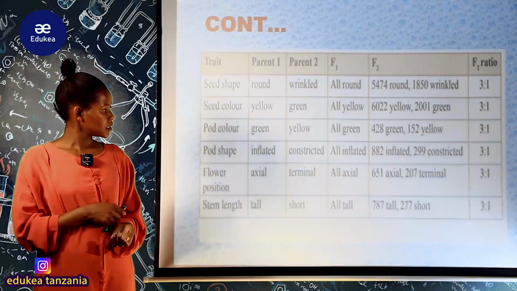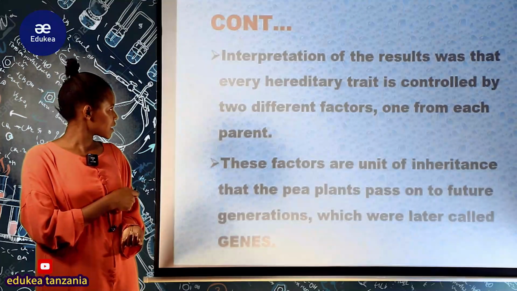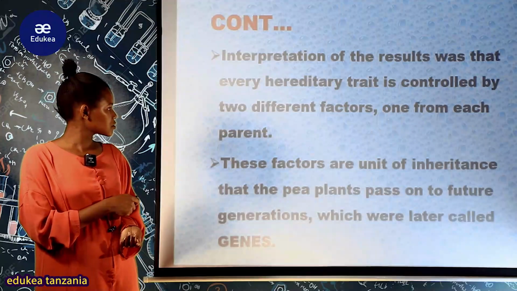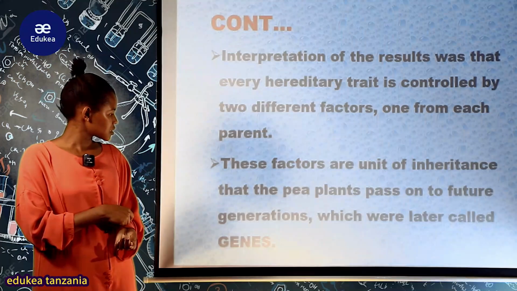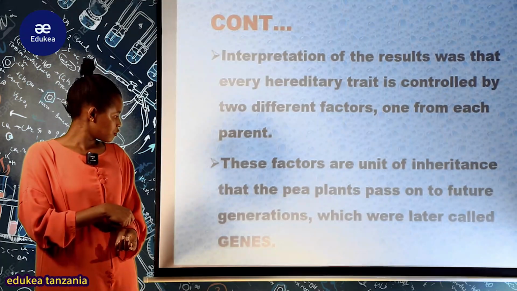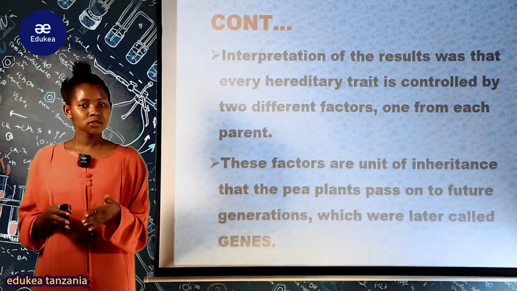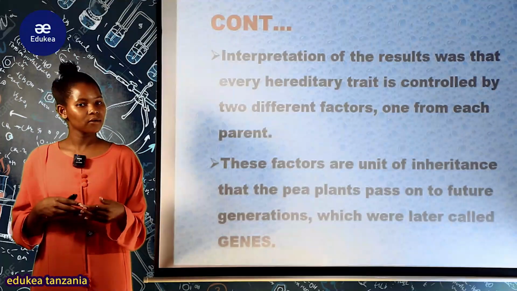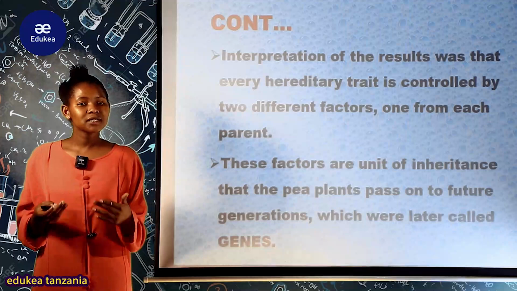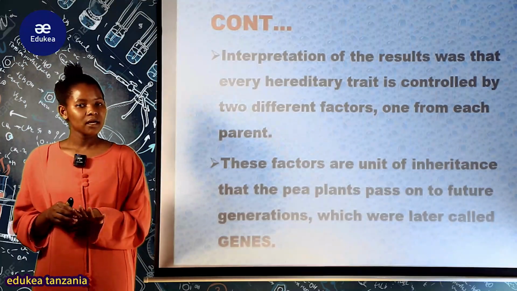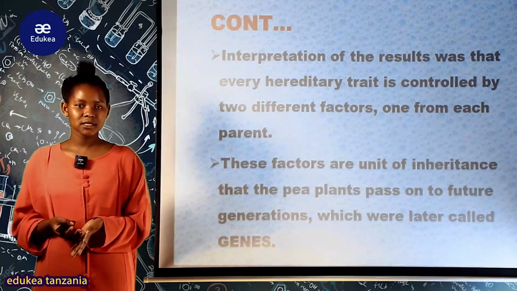And now tutaenda kuangalia the interpretation of this table, in which the interpretation of the results was that every hereditary trait is controlled by two different factors, one from each parent, and these factors are units of inheritance that the pea plant pass on to future generations, which were later called genes. Kwa hiyo according to Mendel's experiment, inaonekana kwamba traits zinakuwa contributed internally na parents wote wawili. Traits zote zinatoka kwa parents wote wawili, lakini wenyewe ndo main contributors.